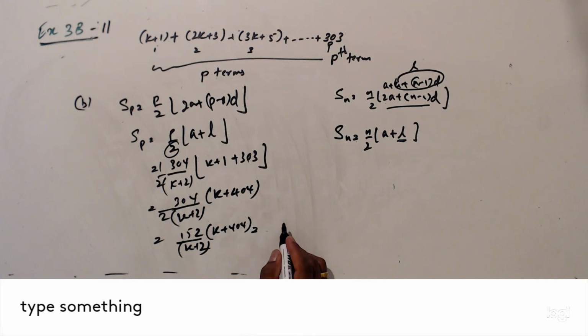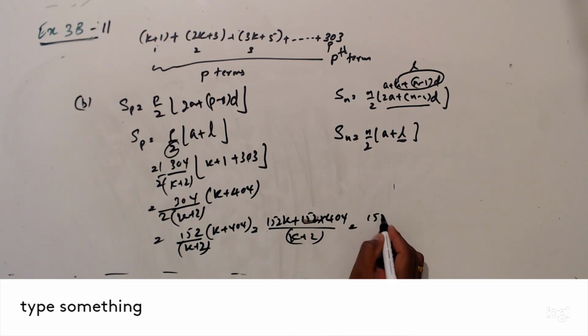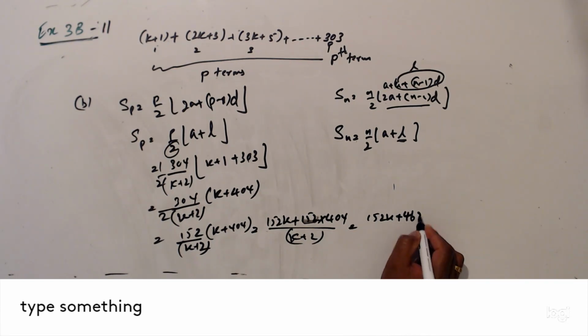So I can see in the answer the k denominator is there, but I can't see 152. Then I have to multiply. We have to write actually 152 times 404. So 152k plus the value is there, 46208 over k plus 2. So that is part B.